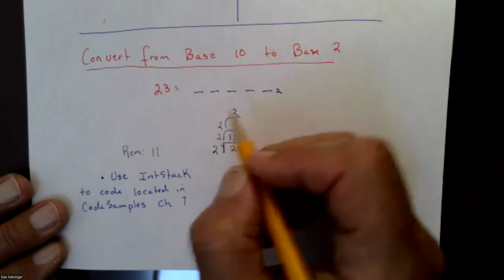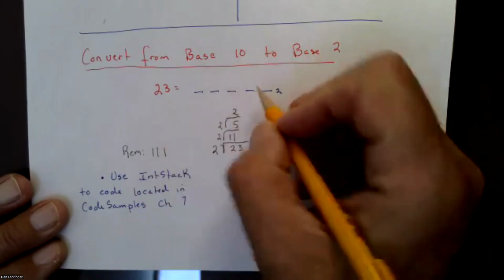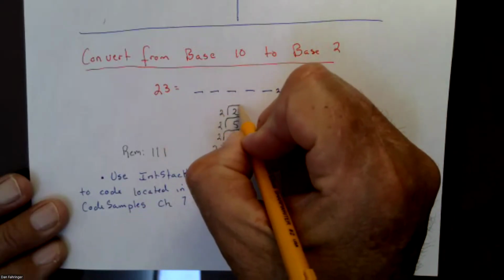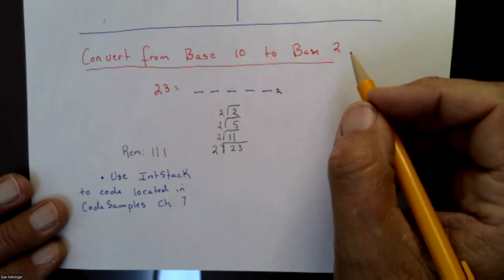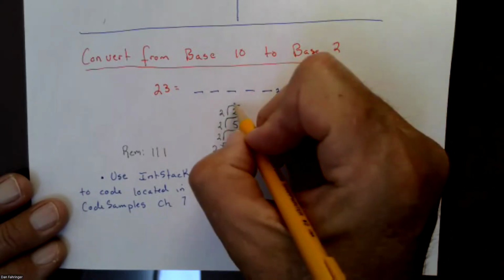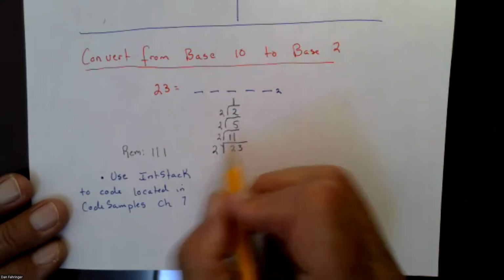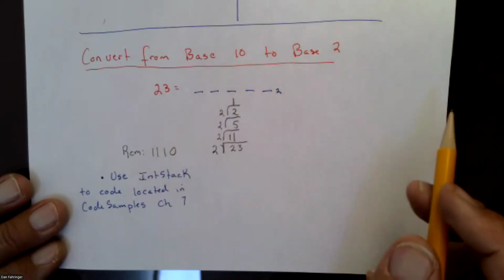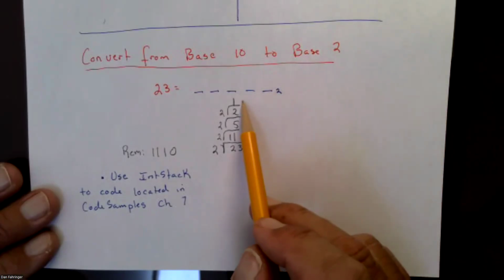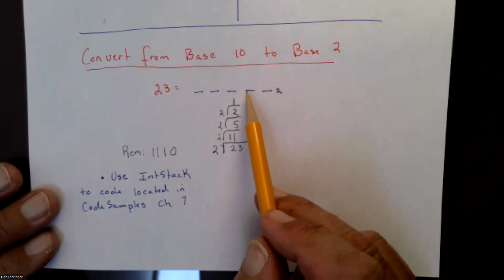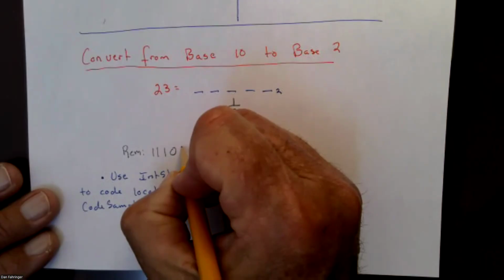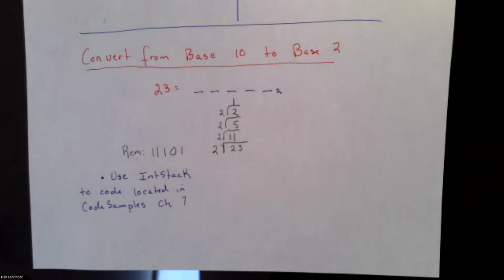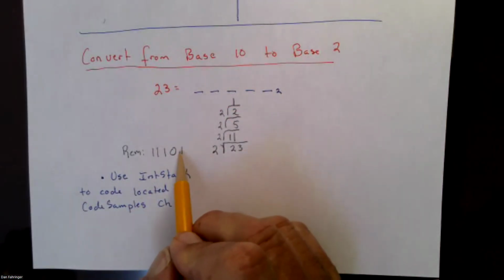2 goes into 5 how many times? 2. Twice. Remainder? 1. 2 goes into 2 how many times? 1. Once, with a remainder of 0. 2 goes into 1 how many times? 0, with a remainder of 1. Okay. I kept pushing.